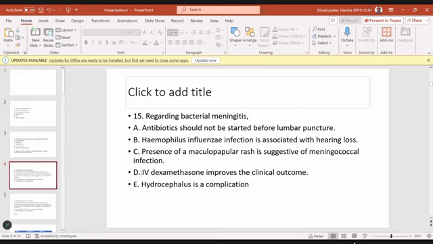IV dexamethasone improves clinical outcome. Which clinical outcome does it improve?